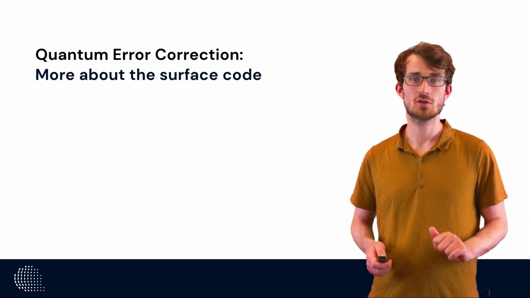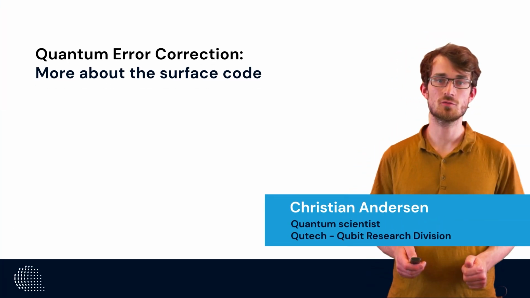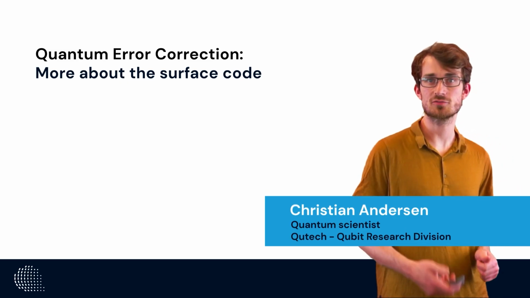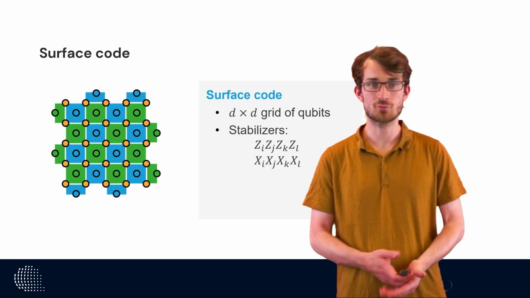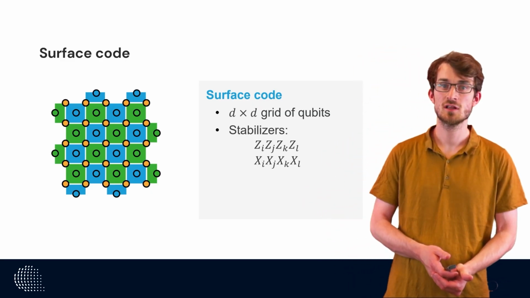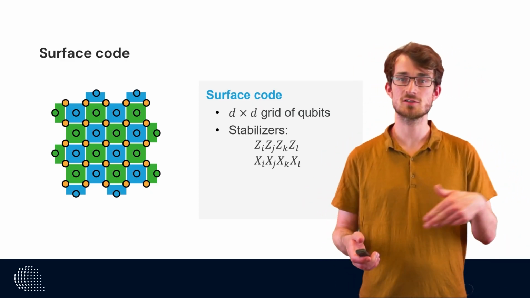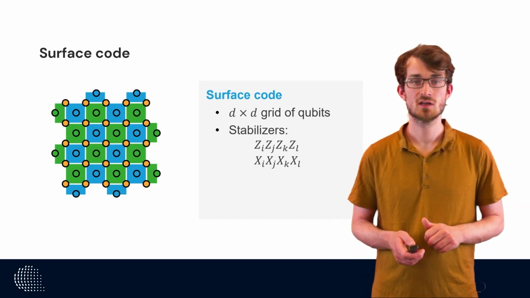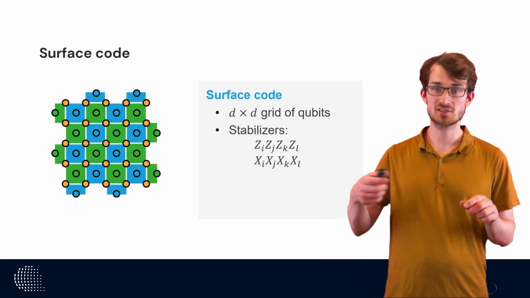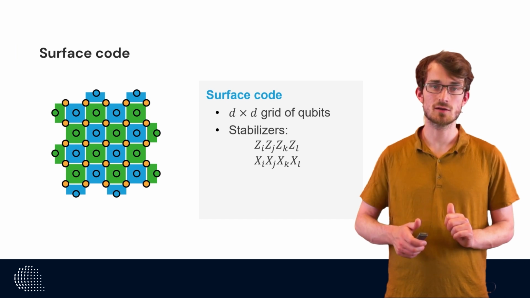Welcome to this module on quantum error correction. In this video, we will talk more about details of the surface code. So just a recap of what we went through in the last video. The surface code is an error correction code that you construct on a 2D grid of qubits. So you lay out a d times d grid to get a distance d code.